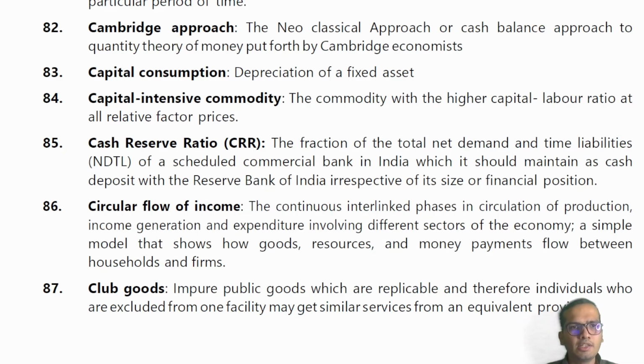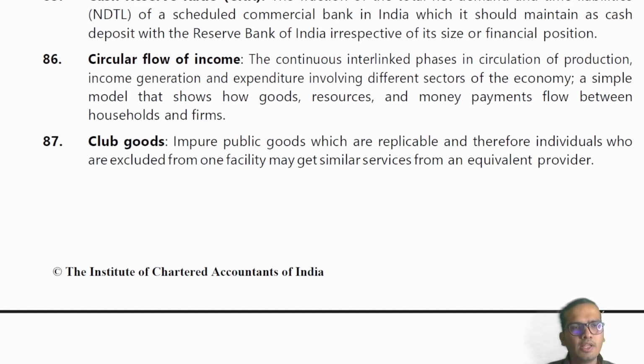Then comes number 83, capital consumption. So it's a depreciation of a fixed asset. After that, number 84, capital intensive commodity. So the commodity with the higher capital-labor ratio at all relative factor prices. Then comes 85, cash reserve ratio, CRR. So the fraction of the total net demand and time liabilities of a scheduled commercial bank in India which it should maintain as cash deposit with the RBI irrespective of its size or financial position.